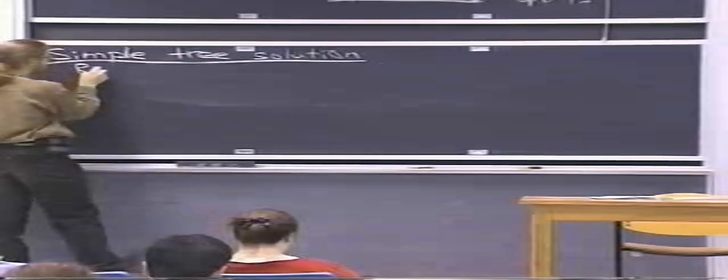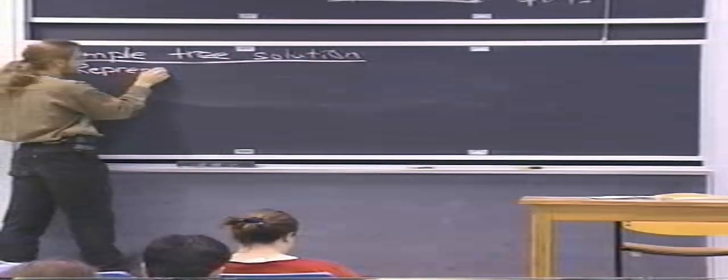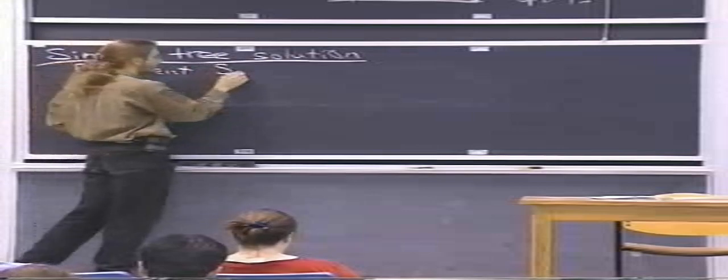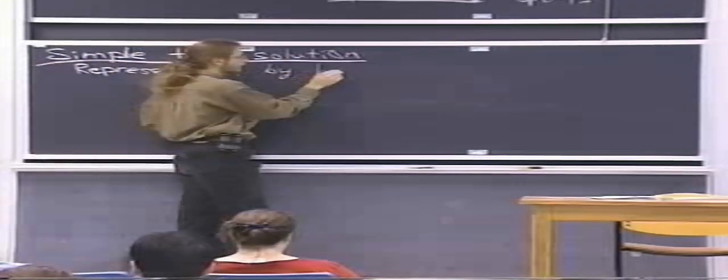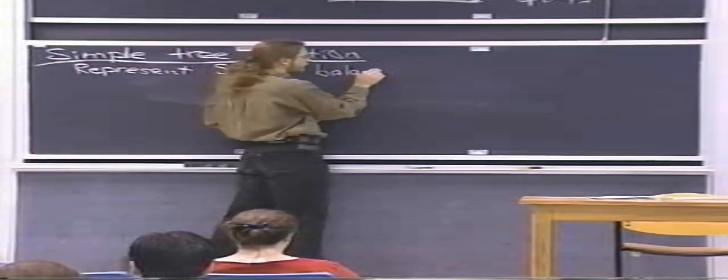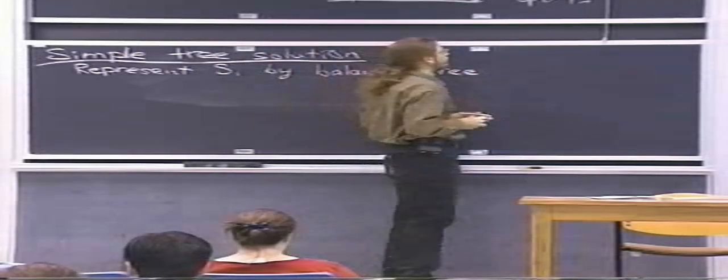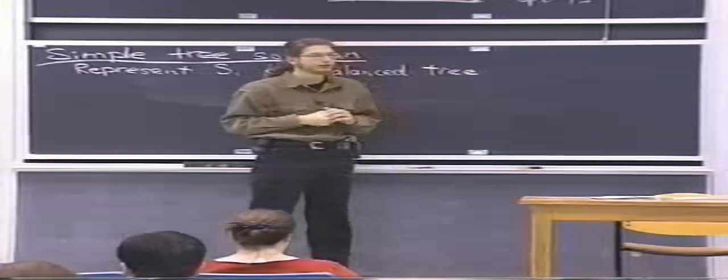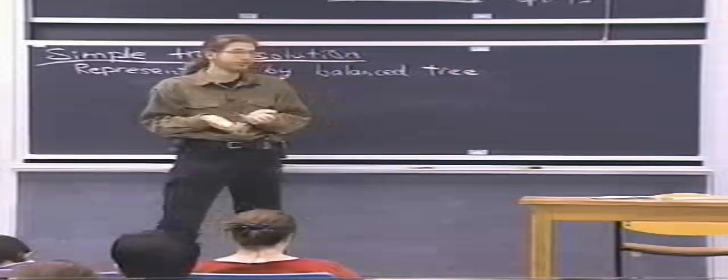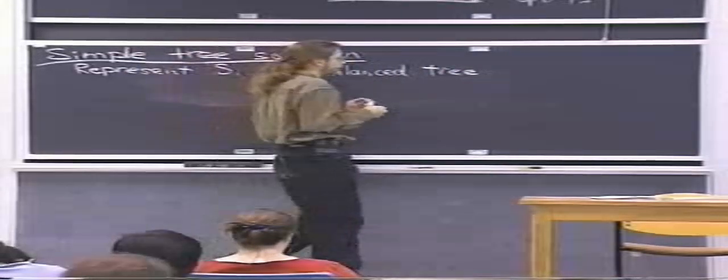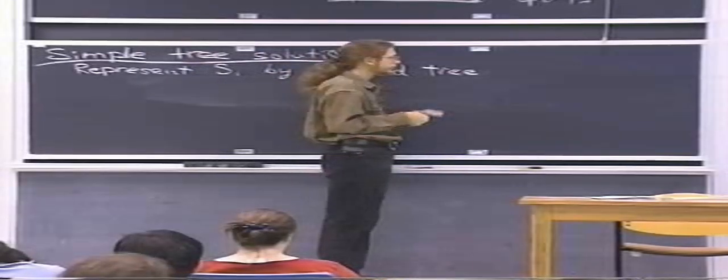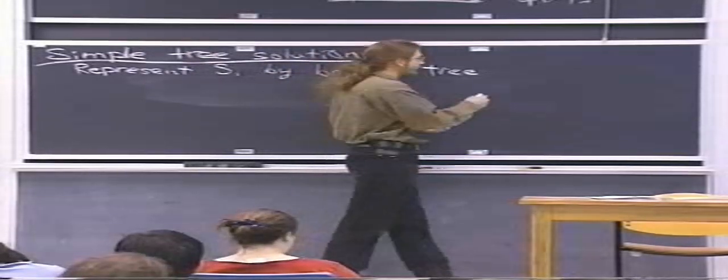So I could represent each set by a balanced tree. And maybe the tricky part here is that I don't really have order. Right? These elements are unordered. So I'm just going to throw them into a tree in some arbitrary order. I don't really care whether it's maintained, unlike normal search trees.